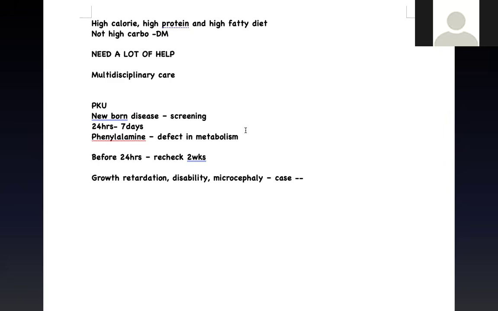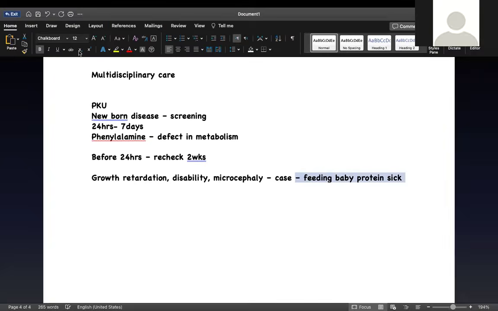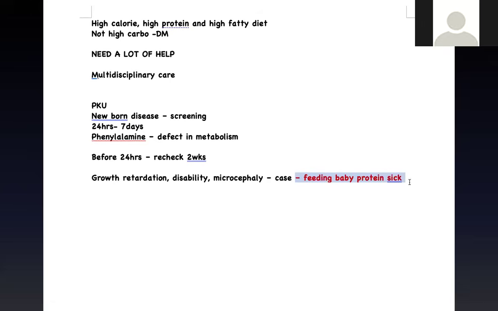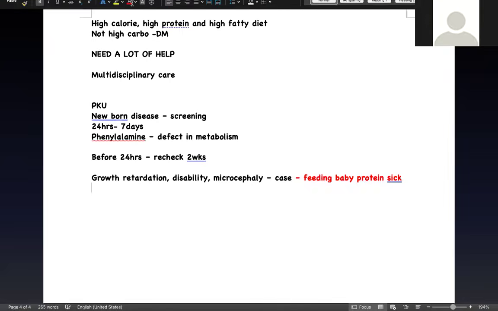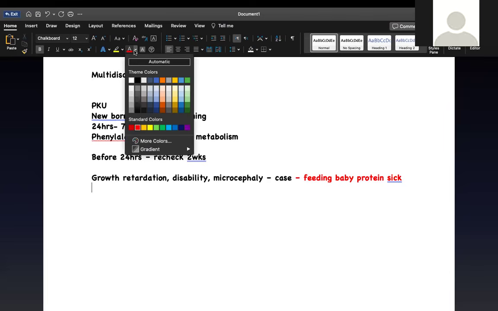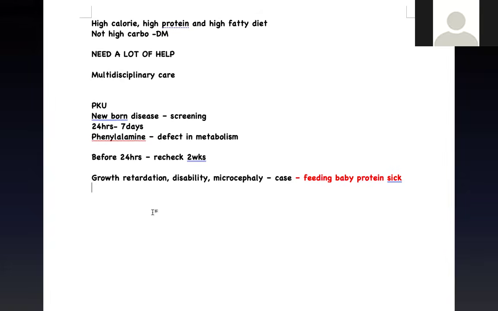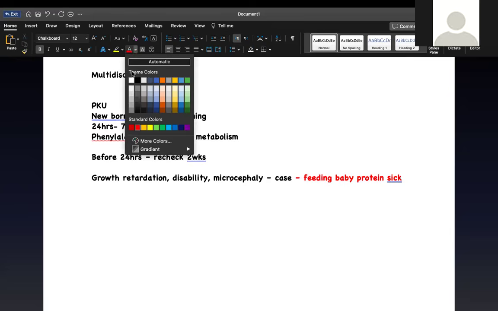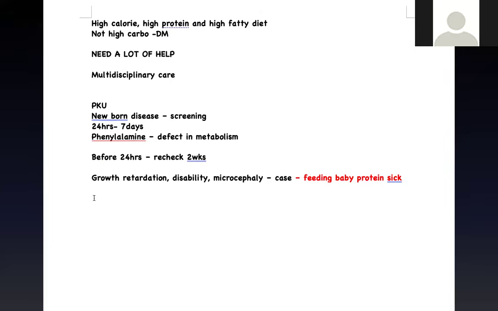Mommy says, I had a baby, and every time I give the baby protein, it gets sick. That is your key. Every time I feed the baby, it gets sick. So that's your key idea to know that something is not right, right? So the mommy will bring the kid to the hospital and then we'll figure out, oh, these may be the symptoms.